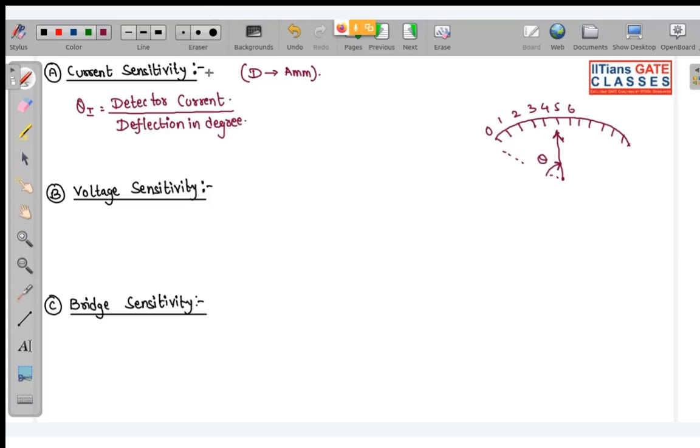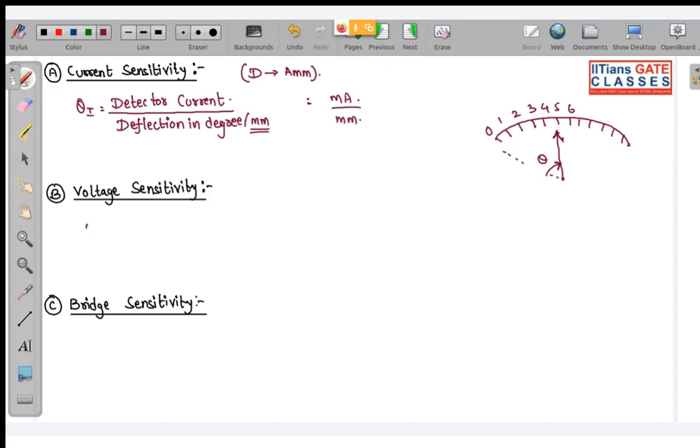Okay, current sensitivity, or even deflection can be in degrees, or it can be in millimeters also. Usually you are going to see millimeters only. So then your unit for this one will be milliampere divided by millimeter. Usually you are going to see this only. Next is your voltage sensitivity.